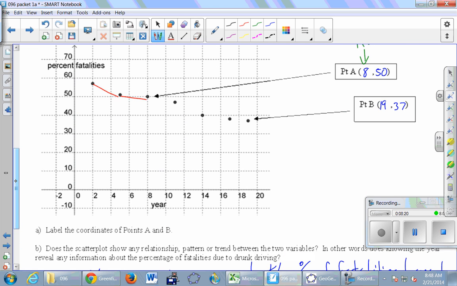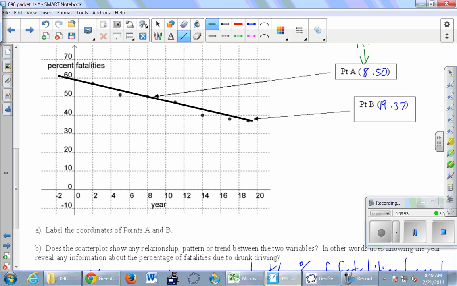Okay, so what I'd like you to do is use a straight edge if you can. Somebody can use the green folder on the table, or use your calculator. Use something straight to help you draw a line. And there's no line that hits all of those points, but you're going to try to draw the line that you think comes the closest to all of those points. Okay, so there's my line.